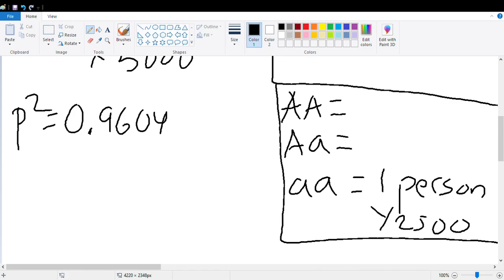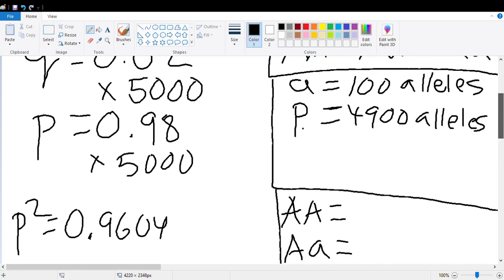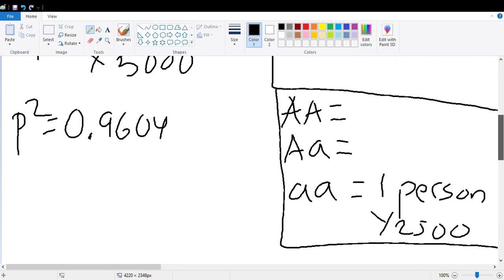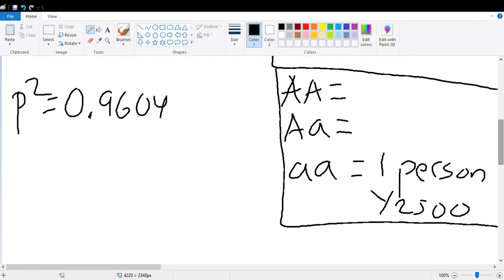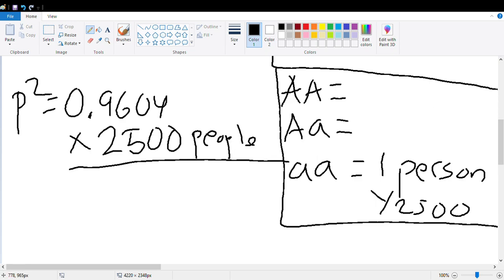And how did I get that? Because that's P times P, and P is 0.98. So 0.9604 times 2,500, not 5,000, 2,500 people. Now, how do I know when to multiply it by people or alleles? Well, look, the question's asking for P squared. P is an allele. P squared is a person. Now, P squared is big A. 0.9604 times 2,500 people is 2,401 people.